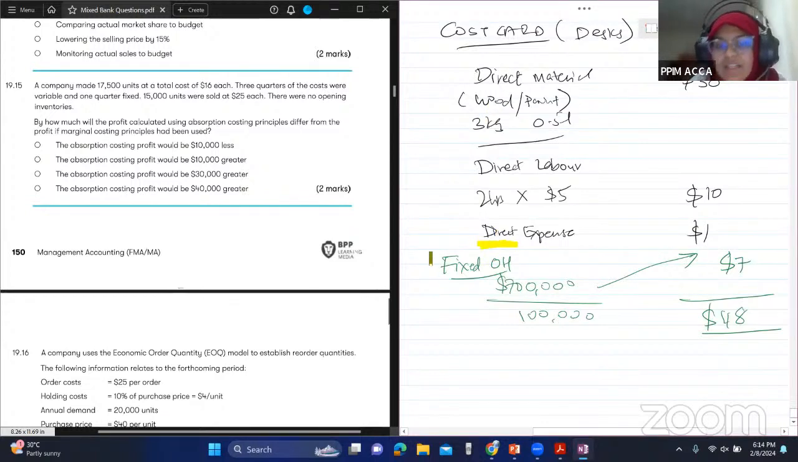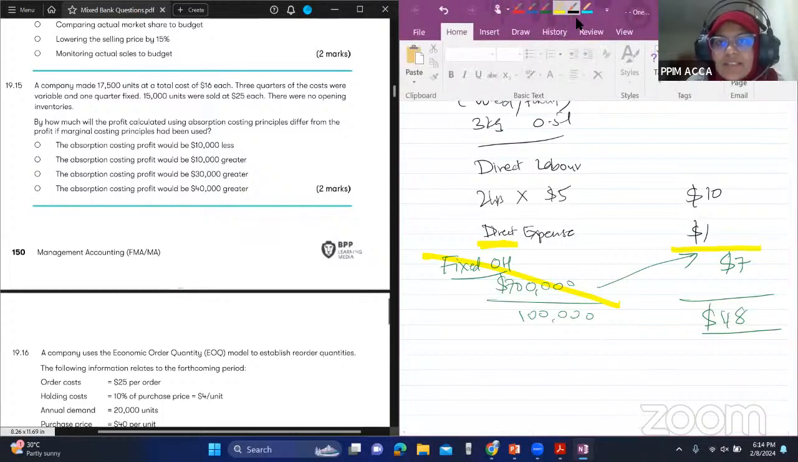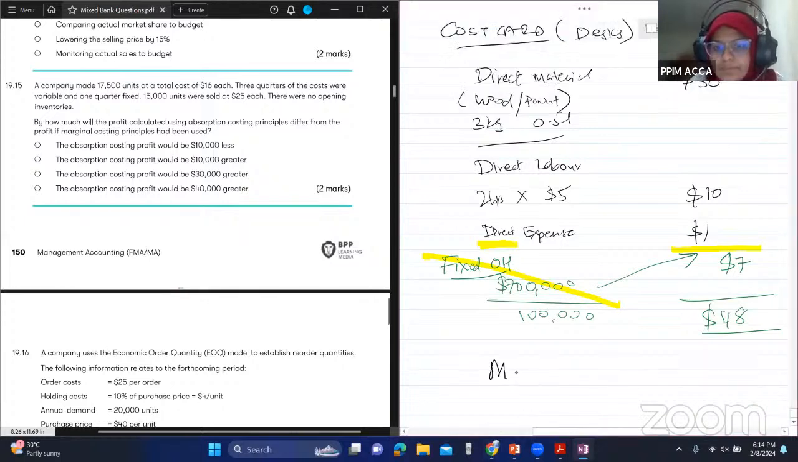But with marginal costing, we don't do this. We don't take the overhead cost and put that also into the cost of the unit. We keep that separately. We take a total over here itself. So that will be 30 plus 10 plus 1, that's 41. So we say that the marginal cost is 41.